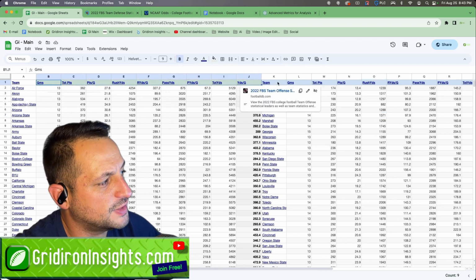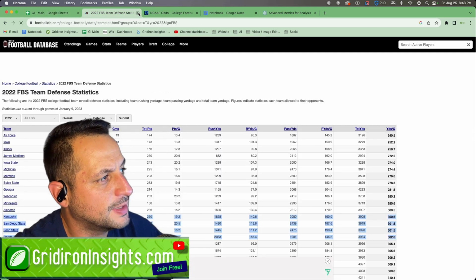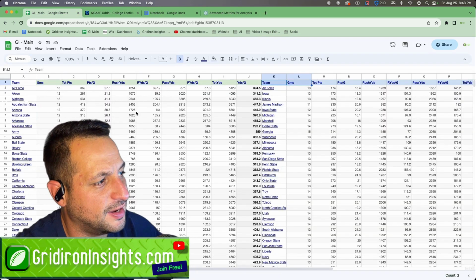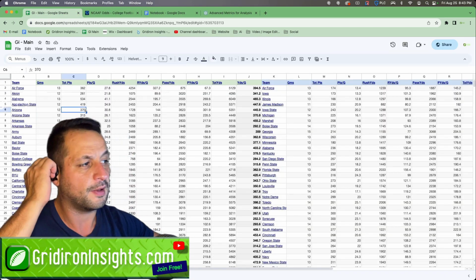The green was the offensive table. The blue was the defensive table. I just already had it done just to save time. This makes it much easier for us.